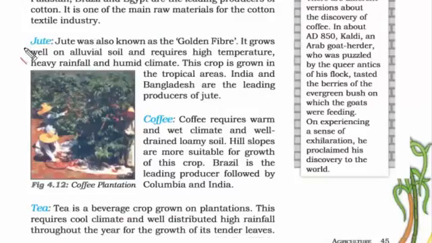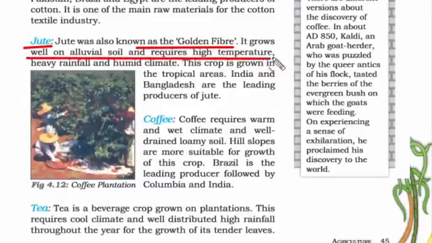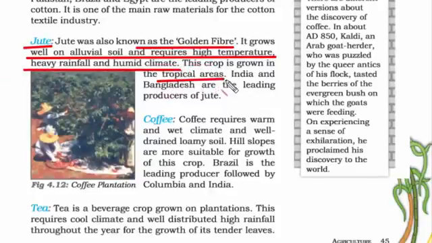Next, we'll read about some plantation crops. Jute. It was also known as the golden fiber. It grows well on alluvial soil. It requires high temperature, heavy rainfall and humid climate. Again, if you notice, these are fine qualities of tropical and subtropical region. India and Bangladesh are the leading producers of jute.